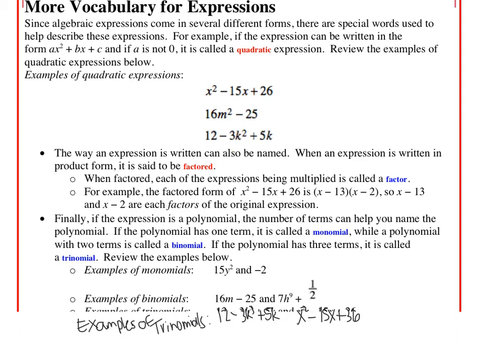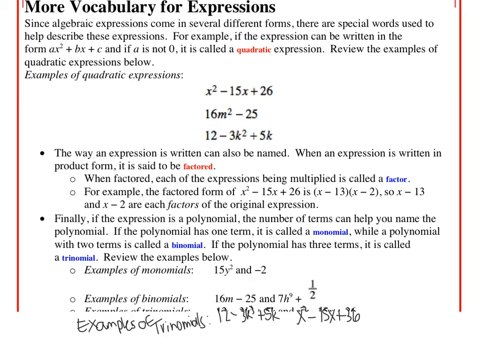The way an expression is written can also be named. When an expression is written in product form, it is said to be factored. Factored means you have something times something else. So when you have x squared minus 15x plus 26, it factors into (x minus 13) times (x minus 2). So x minus 13 and x minus 2 are the factors of the original expression. These are the two things we have to multiply to get this.